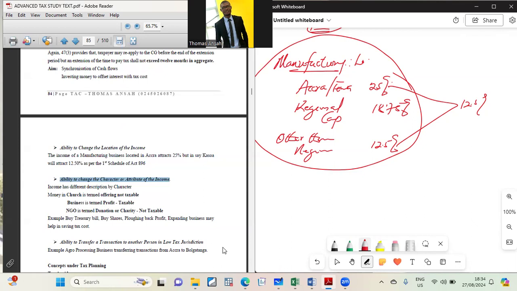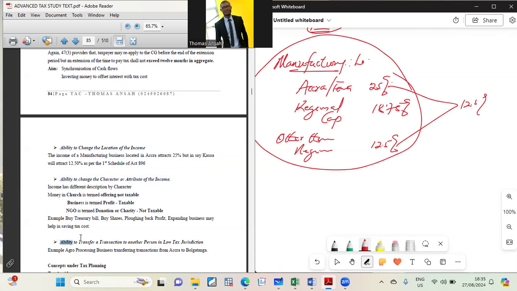So for example, it is said that if you invest in treasury bills, the returns are non-taxable. If you plow back your profit to expand your business, that too, you'll be free from tax, especially when we are talking about NGOs like schools and universities. All right, so basically that's that.